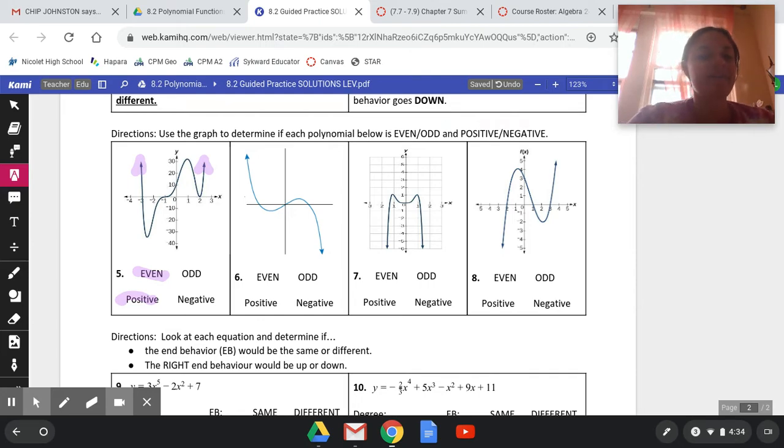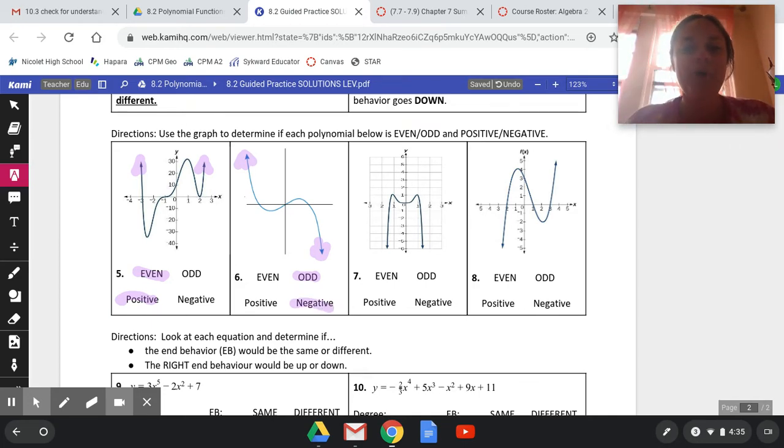All right, looking at the next one, I see that the right side is going down, and I see that the left side is going up. Since they are ending in different directions, that's a little odd. It is an odd degree function. And the right end behavior always indicates to me what my a value is. Since it's going down, my a value is negative.